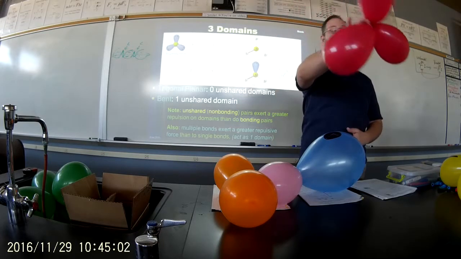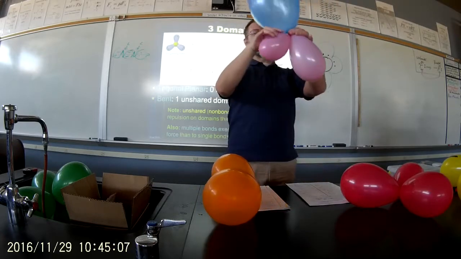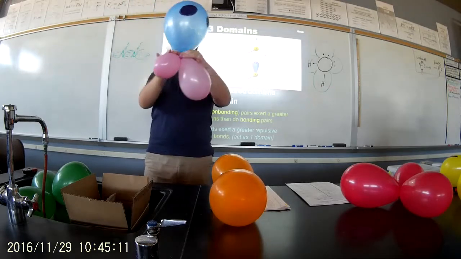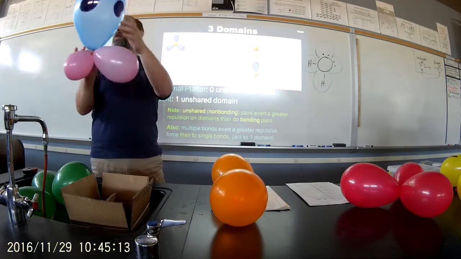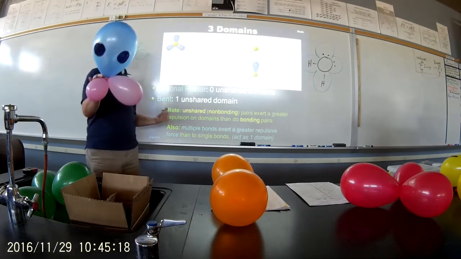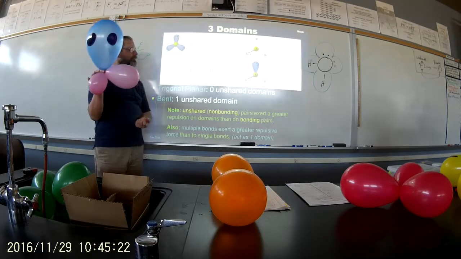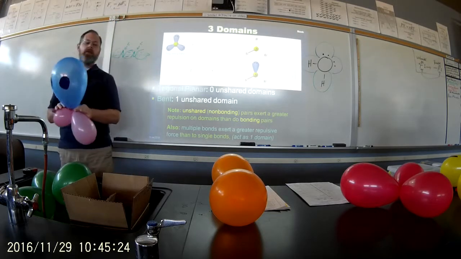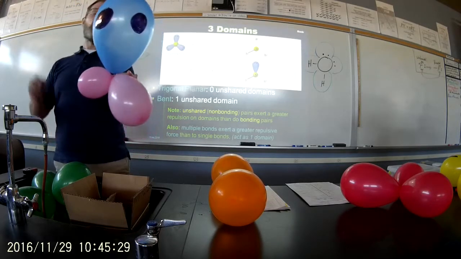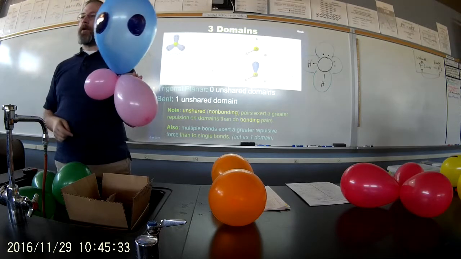But if one of those domains, we have a leaky domain right here. If one of those domains, imagine it's bigger, is unshared, and we only have two bonding, what do you think we call it again? Bent. It's bent again. Yeah, it's making that V shape. So if you have a trigonal planar fundamental geometry, but one of those domains is unshared, then you get a bent molecular geometry.